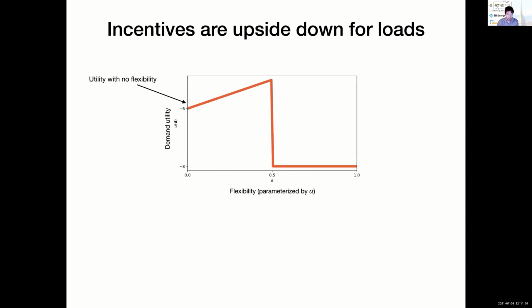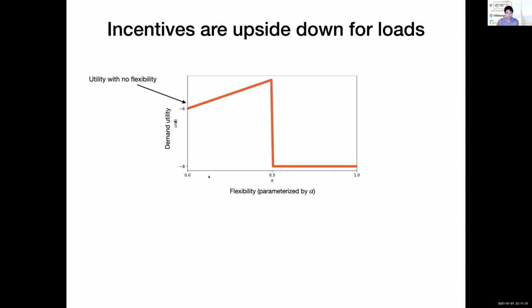However, there are some surprising incentive misalignments that arise from this on the demand side. And I'm going to talk through this figure here and describe what it's representing. So this figure has the demand on the vertical axis. We have the demand utility. That's just the negative of the payment in this case. It could be something else, but for this example, it's just the negative of what the load, or the demand, is paying.